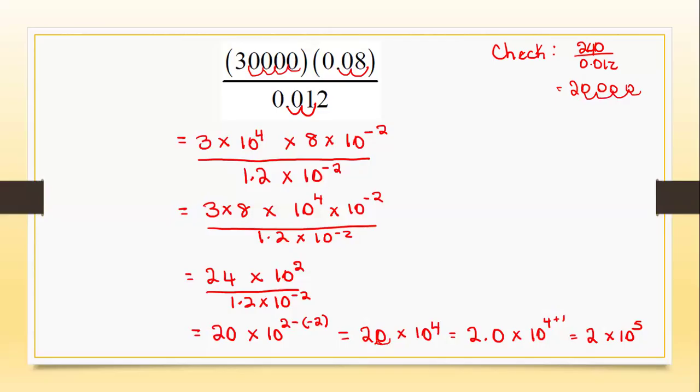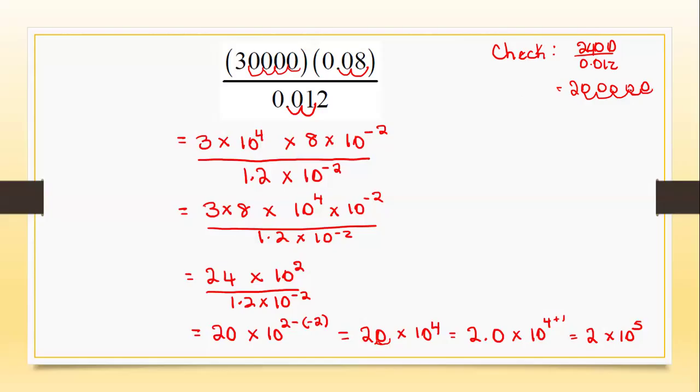So the mistake is right here. And multiply by 3,000, that's 30,000. So let's try that again. 30,000 multiplied by 0.08, giving us 2,400, divided by 0.012, which is equal to 200,000.